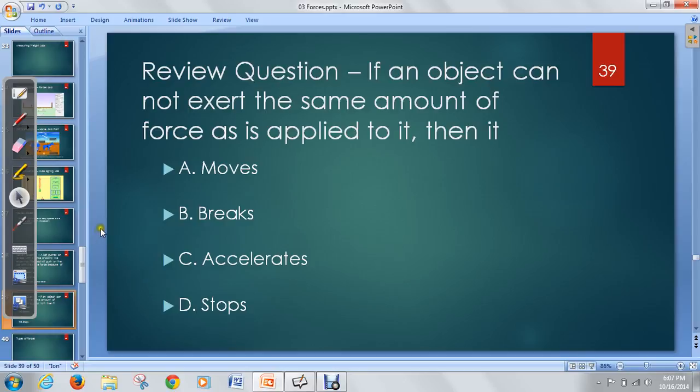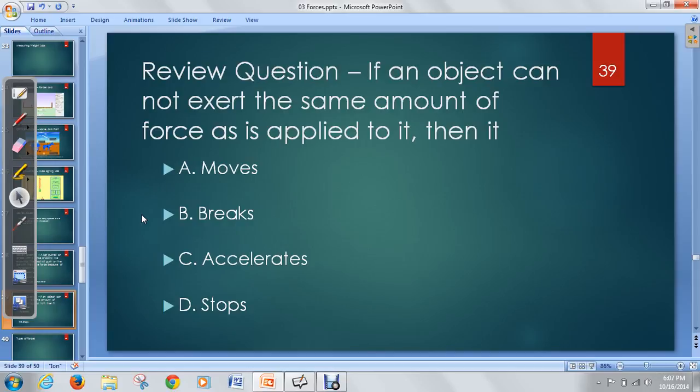Now, if you put A or C, then you're wrong. The object will not necessarily move or accelerate, but if it cannot exert that same amount of force that's applied to it, it actually breaks. This one's kind of confusing to some people because they think, oh, if that object's not pushing back with the same amount, it's going to move forward.